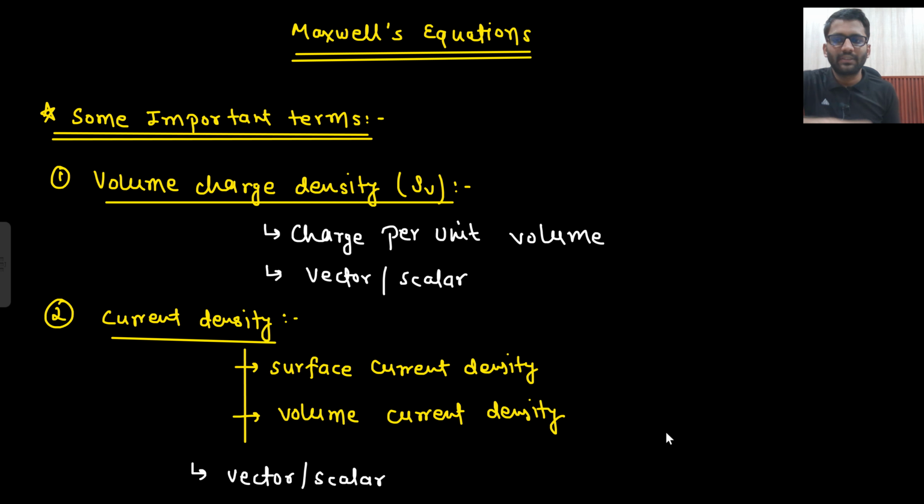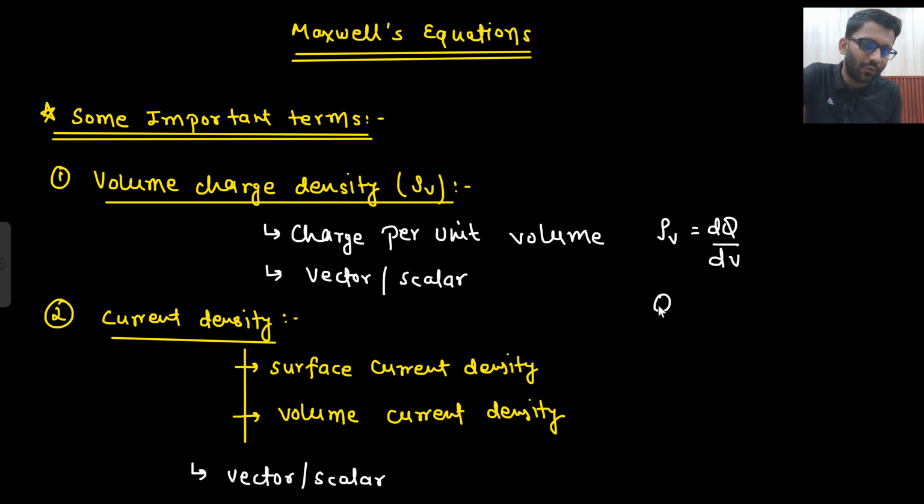So let's start with the first basic term, which is volume charge density. We have already seen this in one of the questions of vector calculus. What do you mean by volume charge density? That means charge per unit volume. Volume charge density can be defined by rho v, which is your charge per unit volume. Volume I am showing by v, charge per unit volume.